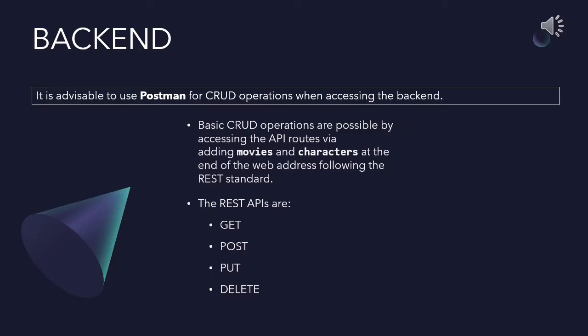For the backend, it is advisable to use Postman for CRUD operations when accessing it. The basic CRUD operations are possible by accessing the API routes, adding movies and characters at the end of the web address following the REST standard. The REST API methods are get, post, put and delete. Get requests a representation of the identified resource from the server, whereas post creates a new resource according to the attached representation. Put updates the representation of a resource according to the attached representation, and delete deletes the identified resource.